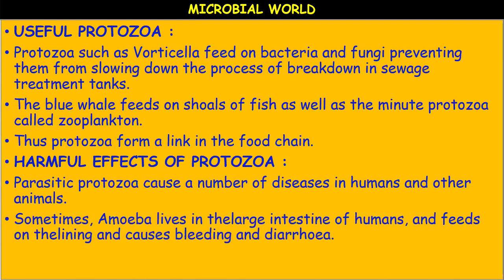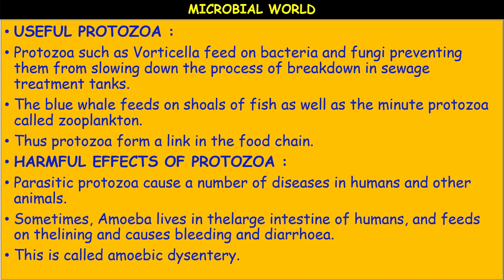Sometimes amoeba lives in the large intestine of humans and feeds on the lining and causes bleeding and diarrhea, and this is called amoebic dysentery. So, these amoeba are not the normal amoeba, they are Entamoeba histolytica. The scientific name of that animal is Entamoeba histolytica. It causes a disease in humans called amoebic dysentery.